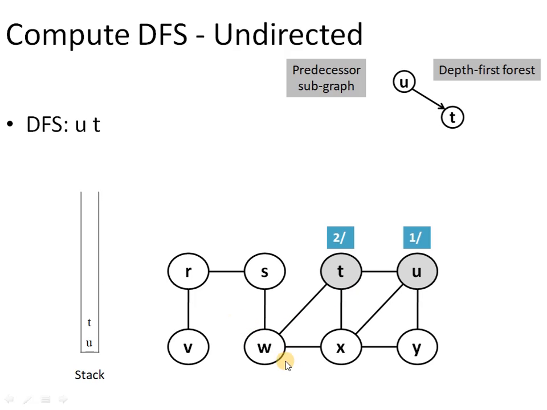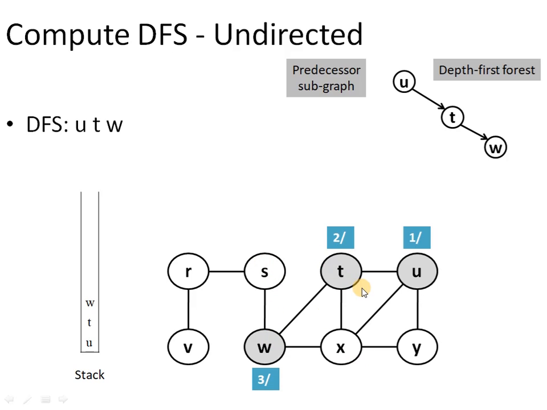Okay, so from W and X, let's say we have picked W. So again we have to increase the timestamp by 1, and discovery time of W comes out to be 3. Since we have just explored W, we have to add it to the DFS sequence and push it onto the stack as well. As far as the depth first forest is concerned, we have to add W as a child of T.